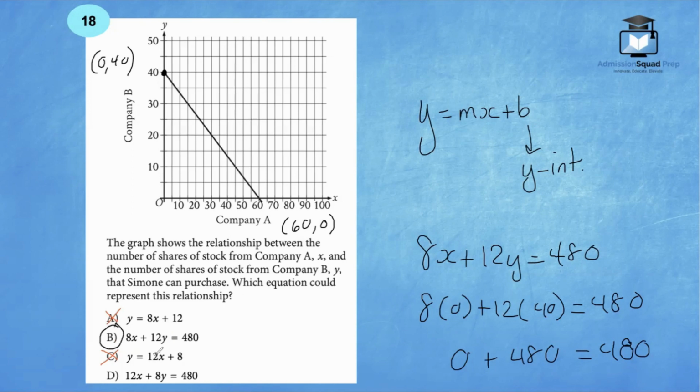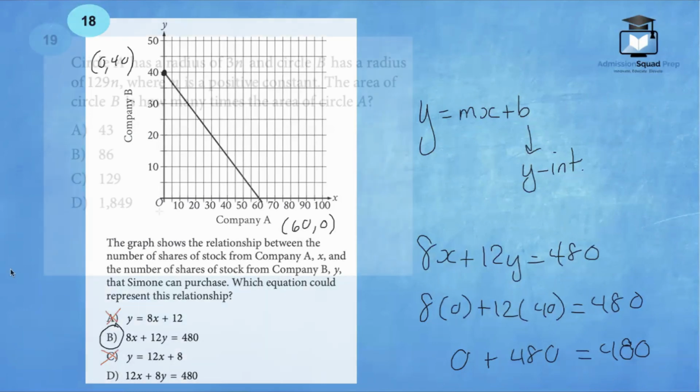If you want to just confirm, you can substitute 0, 40 into the second one. You'll notice that 12 times 0 is 0, and 8 times 40 is 320, and 320 is not equal to 480. So B is the correct answer.